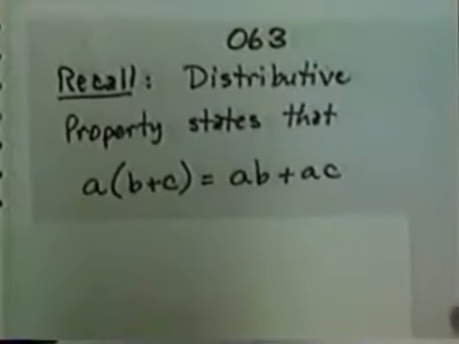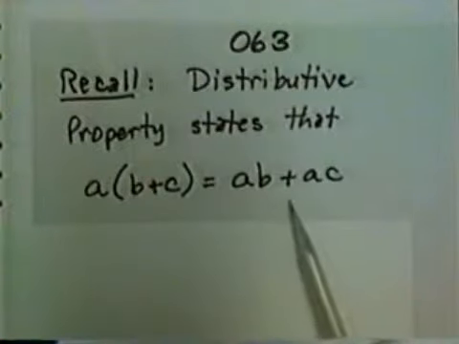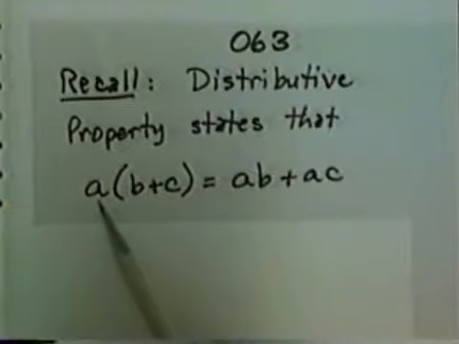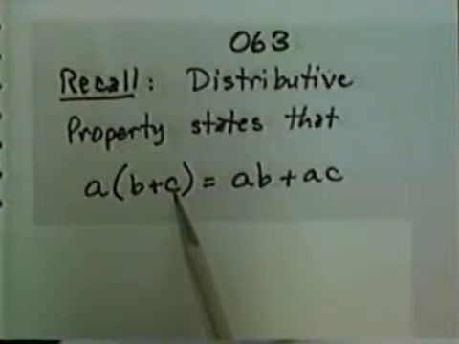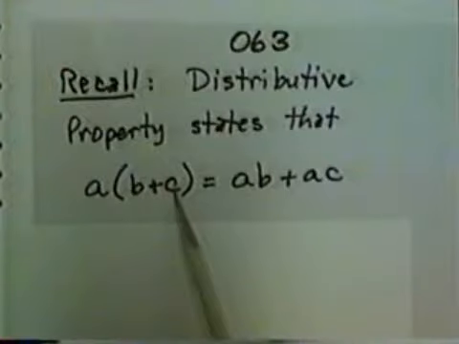Let's begin by reviewing the distributive property. Recall that the distributive property states that A times (B plus C) is equal to AB plus AC. A factor outside parentheses is multiplied by each term within the parentheses. A is multiplied by B, A is multiplied by C, and the results are added.